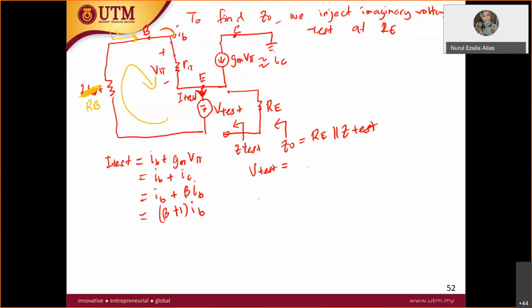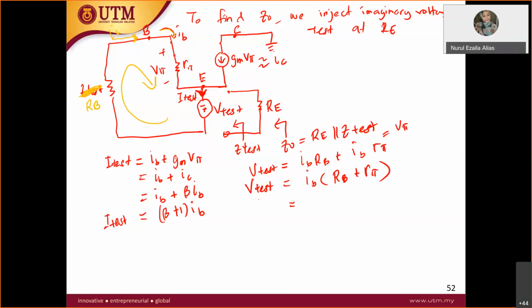Therefore V test is equal to the IB RB plus IB R pi, or this is actually R pi, same thing. So I straight away put equal to the IB R pi. So V test is equal to the IB times RB plus R pi. Okay, so I test you have this value, which is beta plus 1 IB. So you put the equation there.